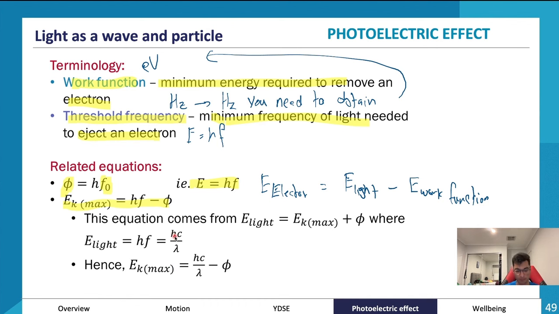And this formula, hc on lambda, is just E equals hf, but since we know frequency is equal to c divided by lambda, you can just substitute this instead of frequency. And doing the same with this formula will give us the same thing.